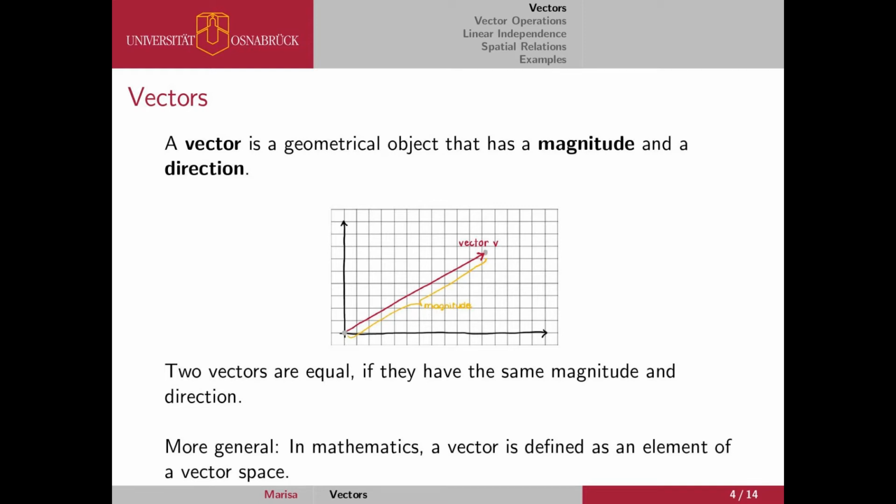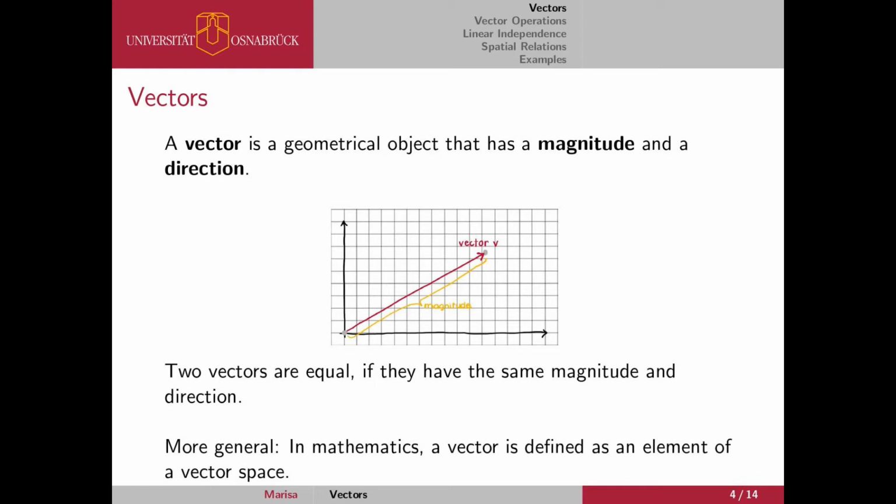So the equality holds independent of the position in space. If we describe a vector from the origin to some point P in space, the vector can solely be described by the coordinates of the point P. And this is also what matches the representation from the last slide.